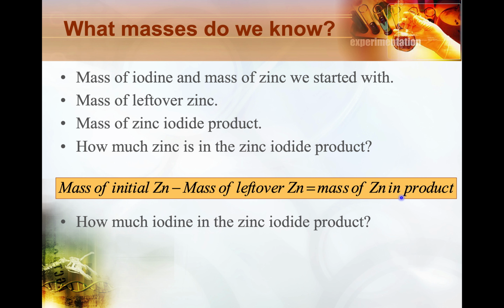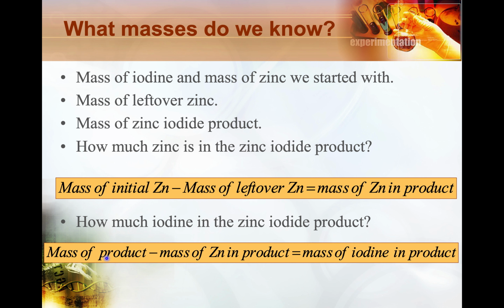Now, in theory, if you want to know how much iodine is in the zinc iodide product, it all should react, but you want to make sure, because you don't know if you've lost any of that material, and this is a test as well of your capabilities with your hands in the lab. The accurate way to determine how much iodine is in the product is to take a mass of the product, subtract the amount of zinc that you have determined to be in the product, and that will determine how much iodine is in the product that you have collected.